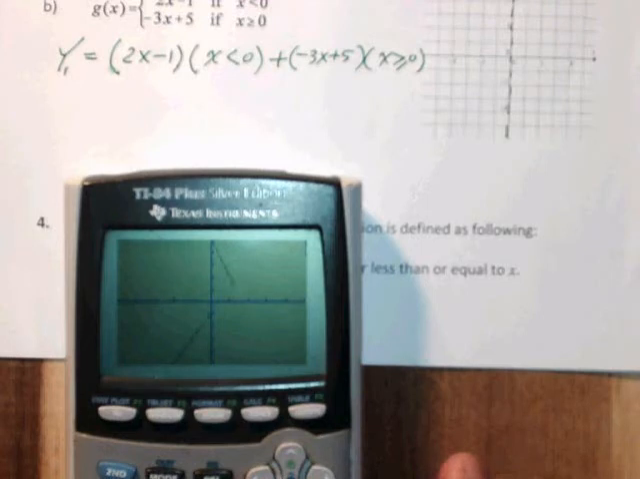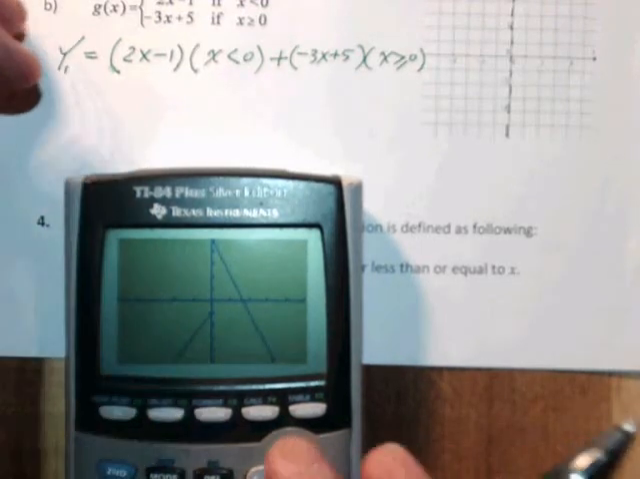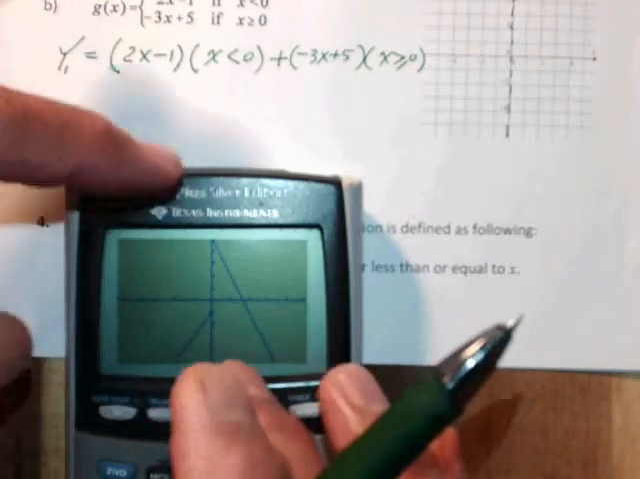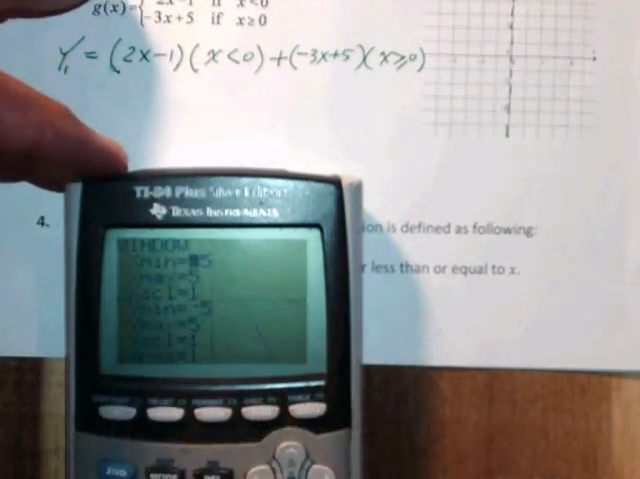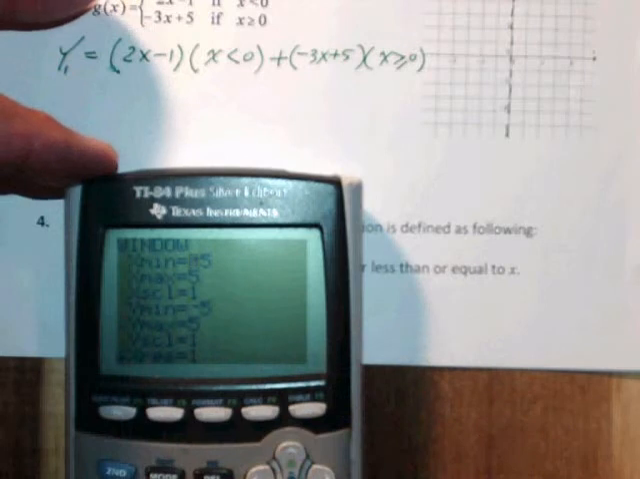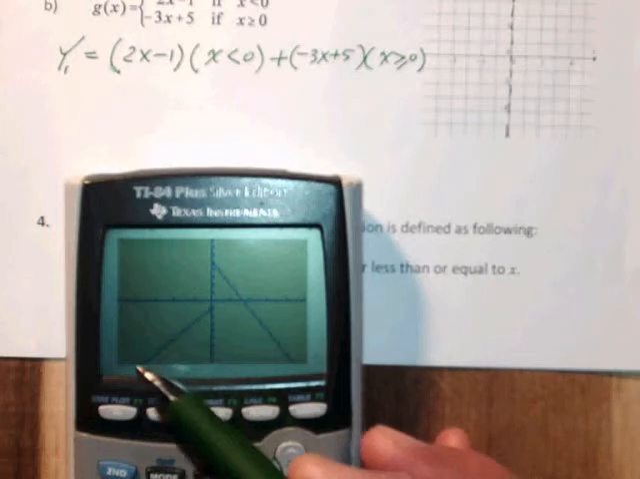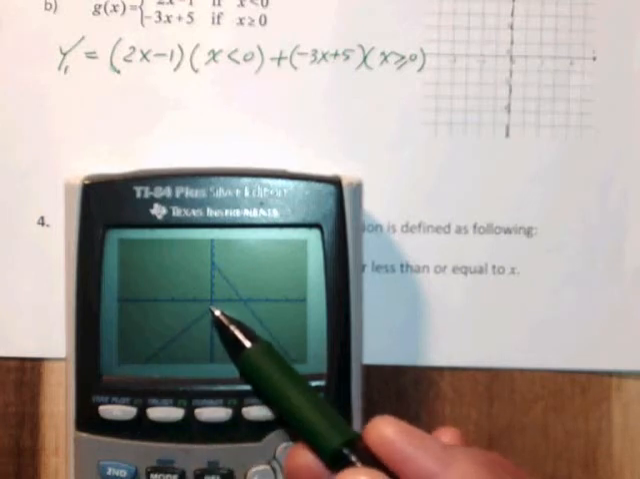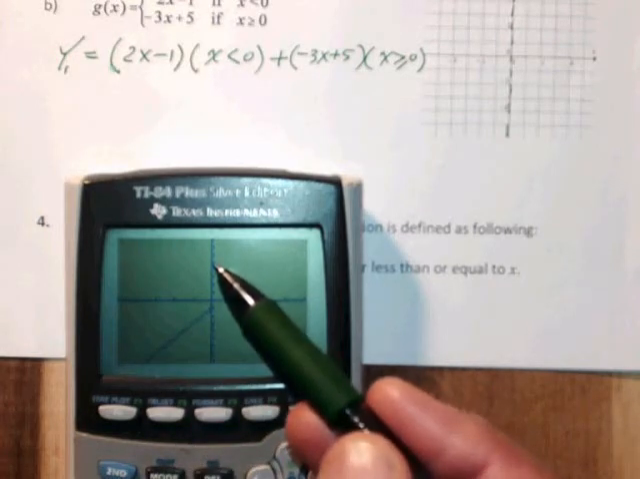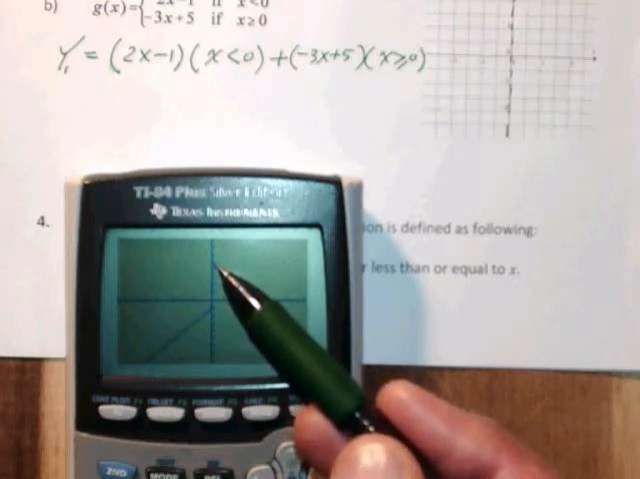This is one piece and another piece. See? This is also discontinuous. Maybe I should change my window a little bit because I cannot see the top of it. So I guess minus 5 to 5 is good enough for x, but here I go from minus 8 to 8 to see more of it. You see, on the left side we have a line that comes to -1, and then the other one starts at some point at 0.5 and just goes down.